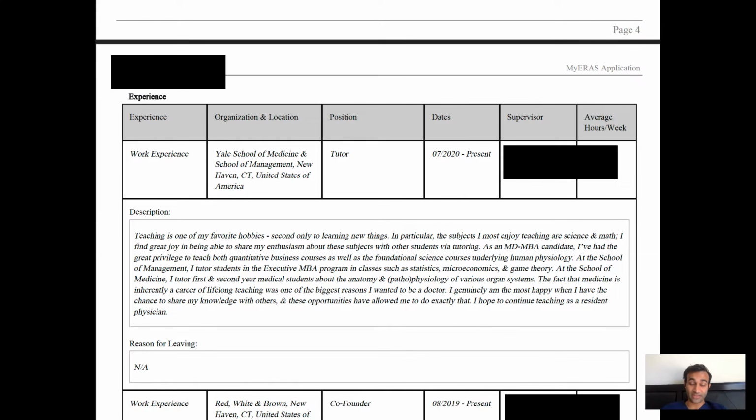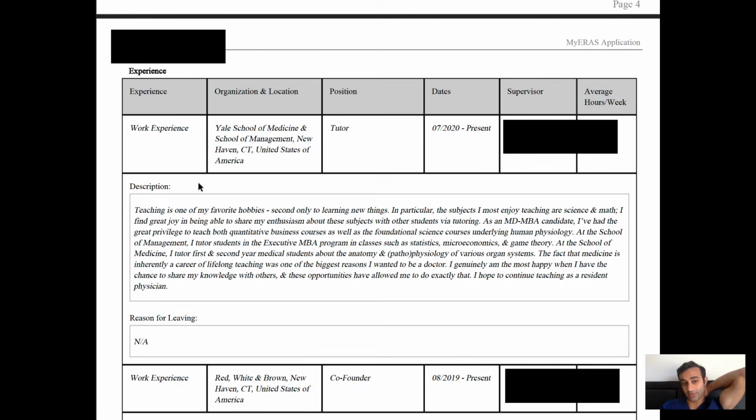So here's the next activity, and this one is about being a tutor at the Yale School of Management for the executive MBAs. I taught game theory and microeconomics, just to show them that I love teaching, not just about medicine, but also about a lot of very fascinating subjects in my opinion. The formula for the description was very similar to what I had mentioned earlier, which is describing what I did and then relating it back to why I think it relates to who I am as a person.